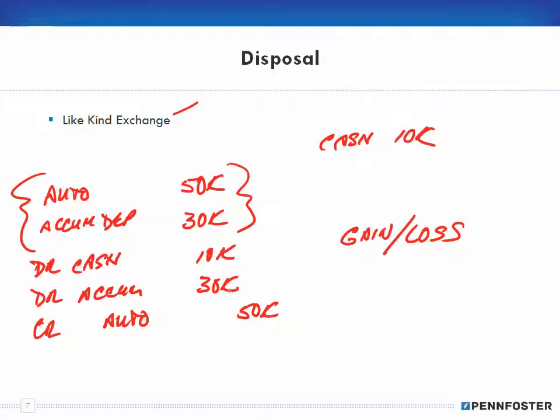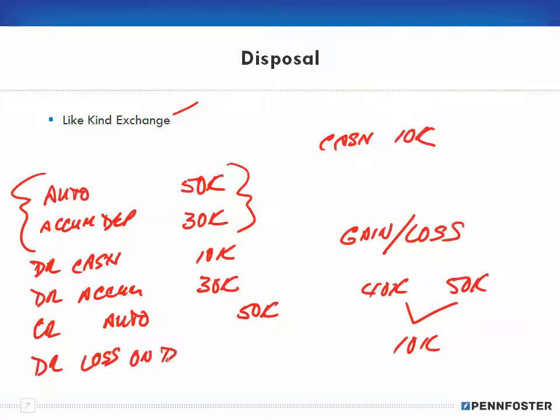Now the difference between our debits and credits: in this case our debits are $40,000 and our credits are $50,000, so the difference between the two is $10,000. So we have to have a debit for a loss on the disposal of the asset of $10,000 in order to make our debits equal credits. Basically, you're backing into the gain or loss.